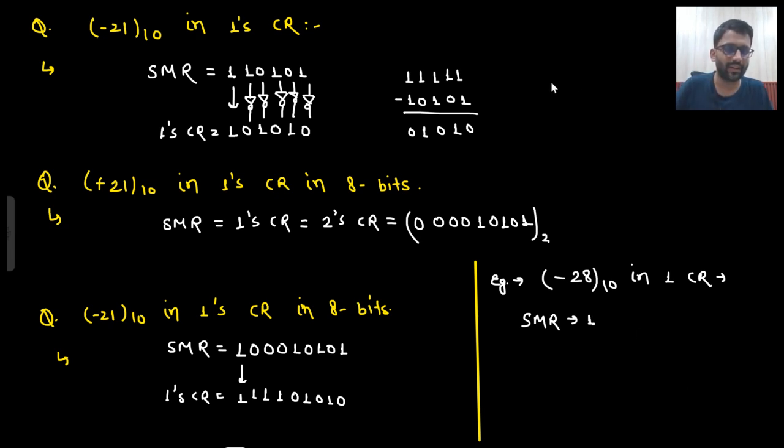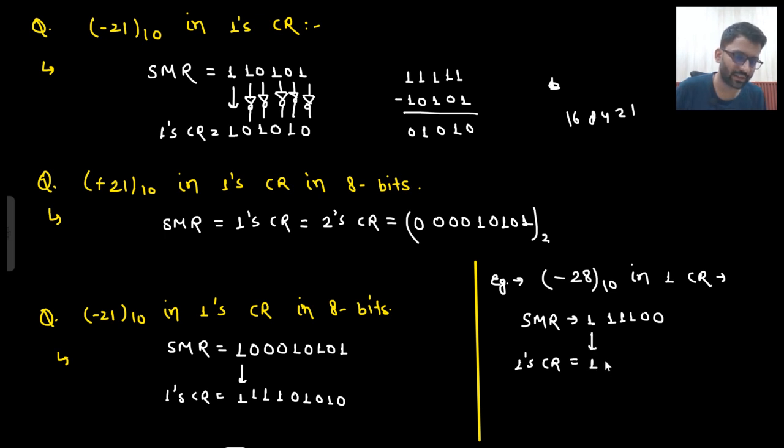How will I write 28? 1, 2, 4, 8, 16. 28 you need: 16 plus 8 plus 4. So this would be 1, 1, 1, 0, 0. Right? So this is the sign magnitude representation, and what will be the ones complement? The sign bit will be copied as it is, and the rest will be complemented. So this is the answer in 6 bits.